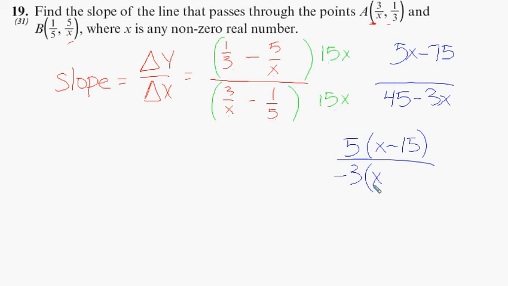We're going to get x. Do you see how when I took negative 3 out of this, it left me with x? And then when I take negative 3 out of this, I'm left with negative 15. Check that out. That cancels, and so now the slope is negative 5 over 3.